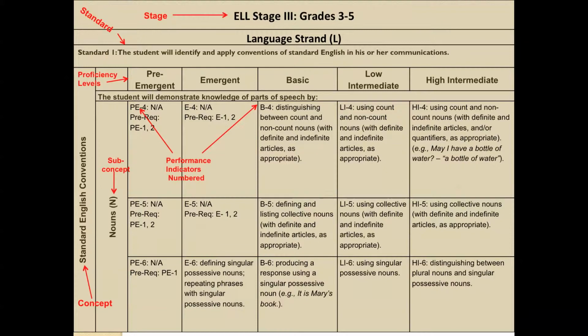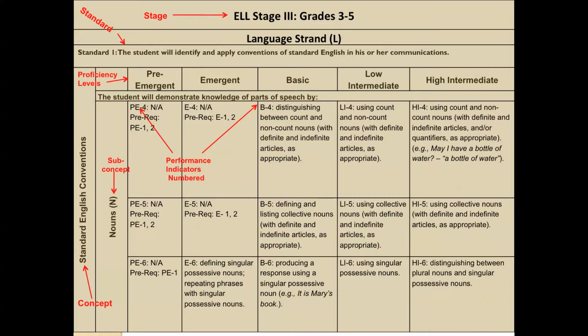This is an example of the format of the standards. At the very top of each page, the stage will be identified according to the student's grade level. Next row is the domain or strand. Below the domain or strand is the standard. Then you can see we have proficiency levels broken down to match the Azella test. On the far left, you will find a concept correlated with the standard.